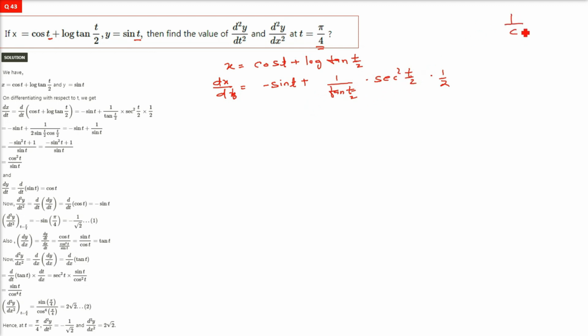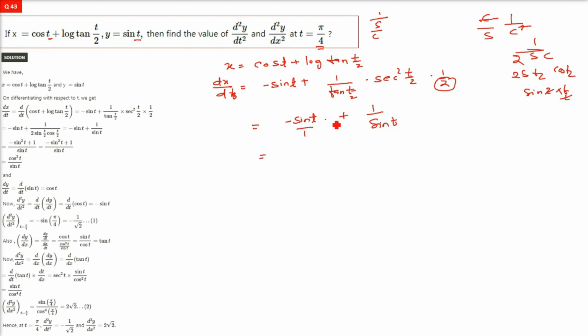Sec square is 1 by cos square, and tan, since it is in the denominator, is sine by cos. So it will be cos by sine. 1 by sine by cos is cos by sine. So 1 cos gets cancelled, you have 1 by sine and cos. The angle is t by 2. So 1 by sine cos. So we can write it like this, minus sine t, as I told you. There is a 2 already here in the denominator: 2 sine cos, and 2 sine theta cos theta is sine 2 theta. You know that already. Sine 2 into t by 2, so this gets cancelled, sine t we have. So you can write it as 1 by sine t, remember.